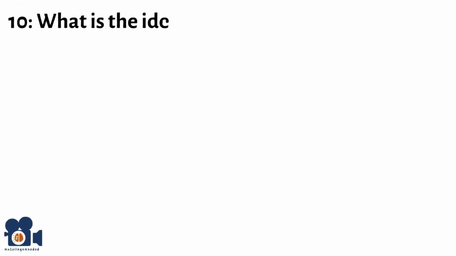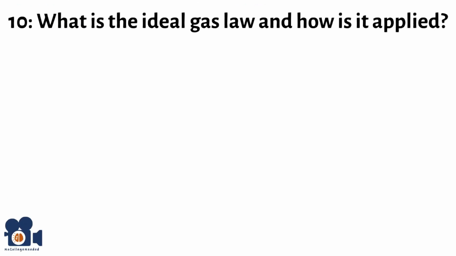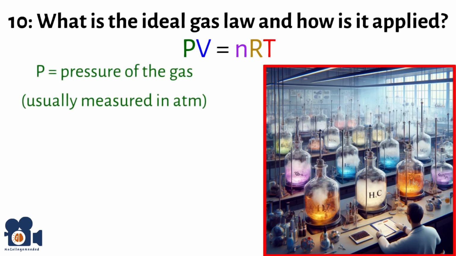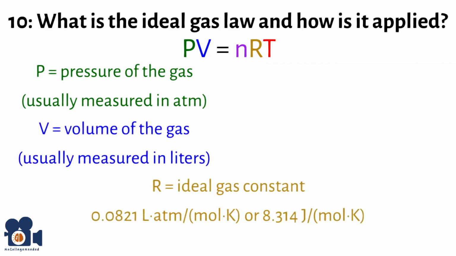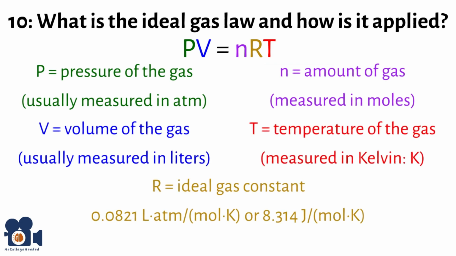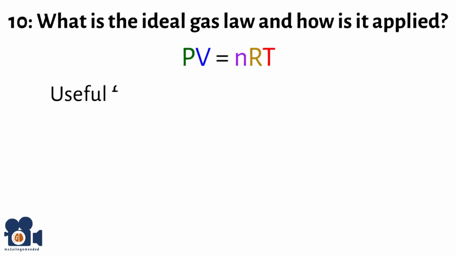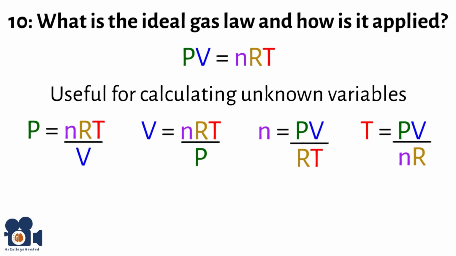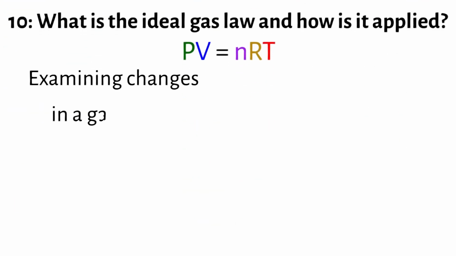Number 10. What is the ideal gas law and how is it applied? The ideal gas law, represented by the equation PV equals nRT, accurately describes the behavior of many common gases under typical conditions. It connects the pressure P, volume V, amount of substance n, and temperature T in a gas. This formula is particularly useful for calculating any unknown variable when the other three are known, simply by rearranging the equation. Additionally, it's invaluable for examining changes in gases' states.